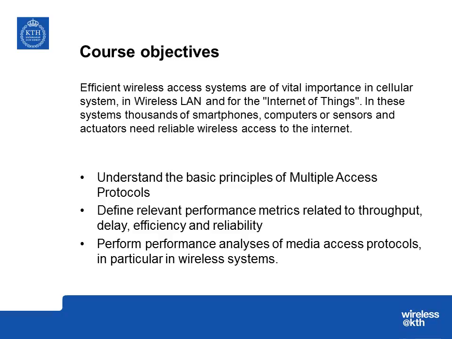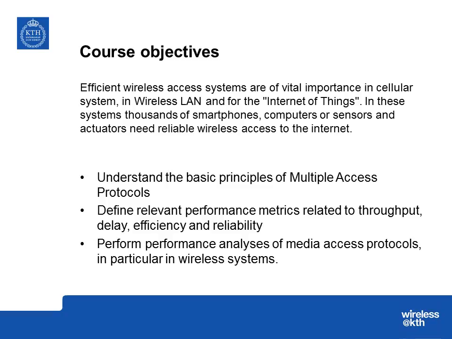The objective of this course is to make the student understand and be able to analyze wireless access systems. Efficient wireless access is important to share precious radio resources in, let's say, cellular systems, in wireless local area networks, and for the Internet of Things. In these types of systems, thousands of smartphones, computers, and millions of sensors and actuators need reliable wireless access to the Internet.